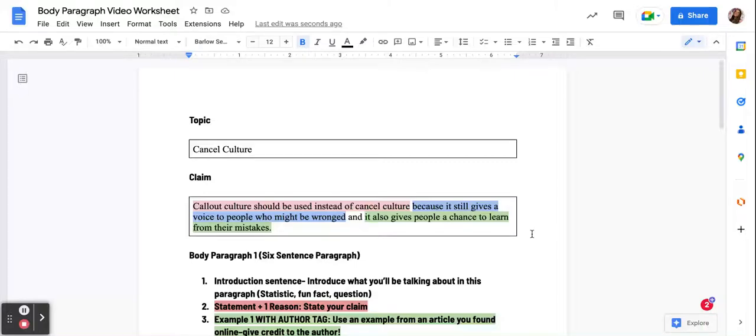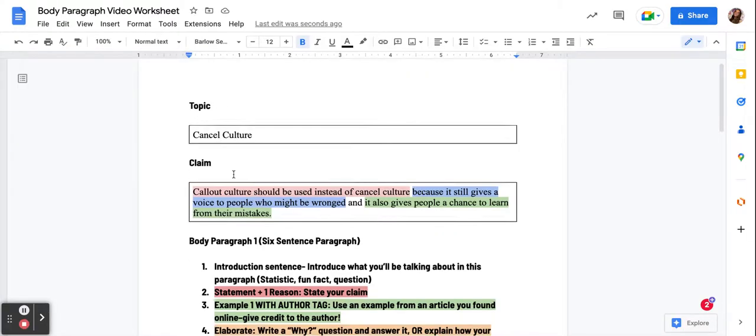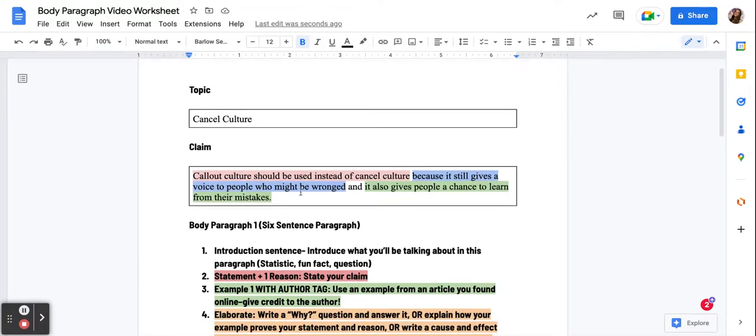We're going to talk right now about writing your body paragraphs. What you need in front of you is your research notes that you took for your body paragraph. We're actually going to start on that front page where it's talking about your topic and your claim. One thing I want you to notice about your claim is that it is made up of a statement and two reasons.